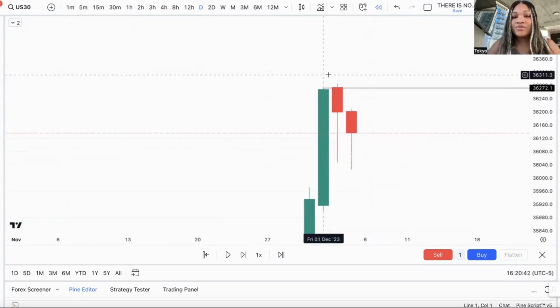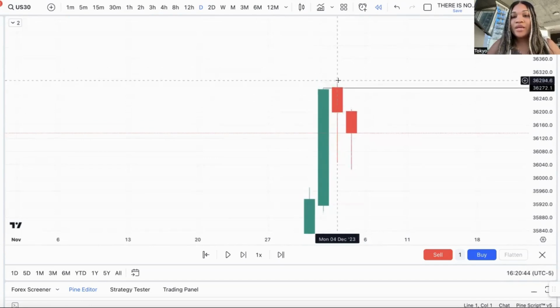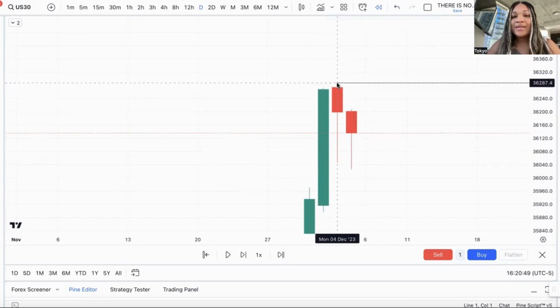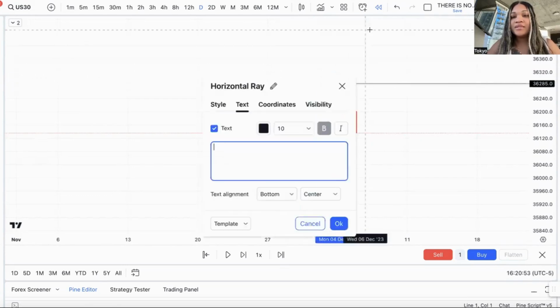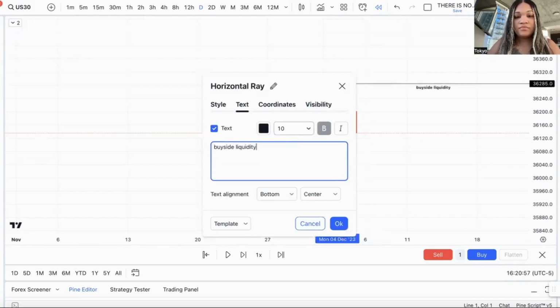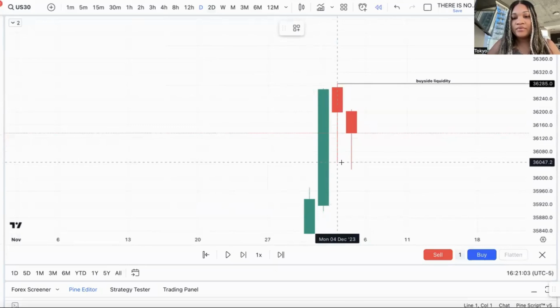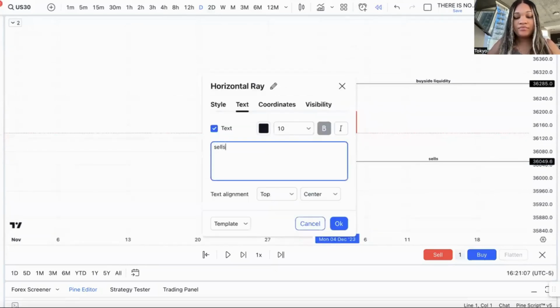So this daily candle here, it came and it closed above, but it did something very interesting, guys. It made the high of the day, which is up here. This is the high of the day. This is buy side liquidity. And then it came down and it made the low of the day right down here, which is sell side liquidity.